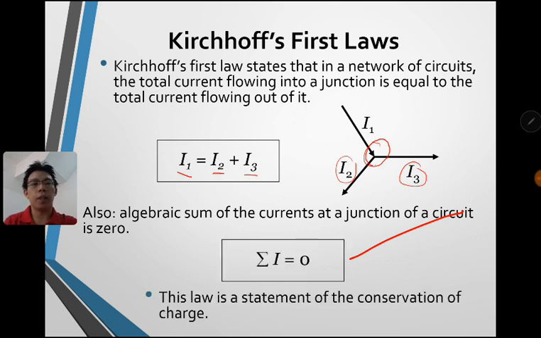Basically, it's the law of conservation of charge. Imagine that the current is the rate of flow of charge. There are a lot of electrons bringing energy to that junction, and therefore when they flow past that junction, they should be equal in amount when they break into I2 and I3. So that's Kirchhoff's first law.